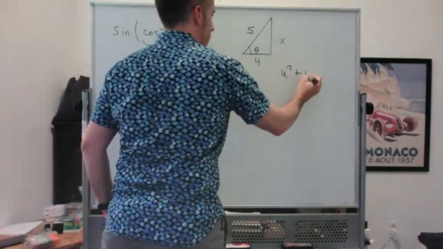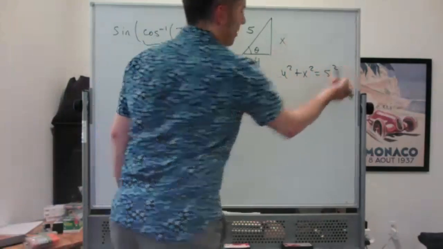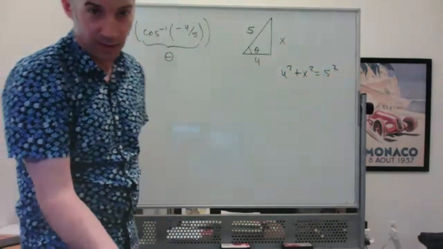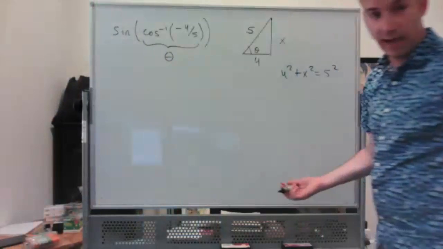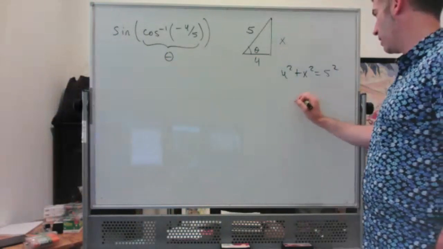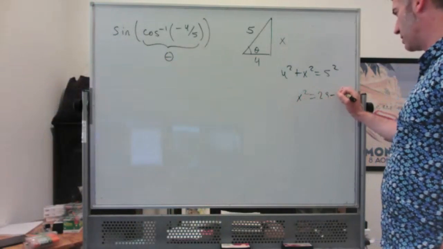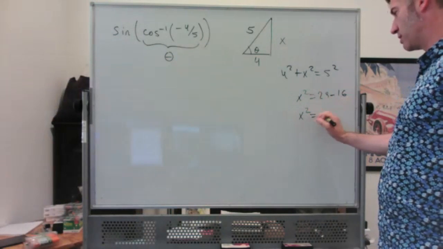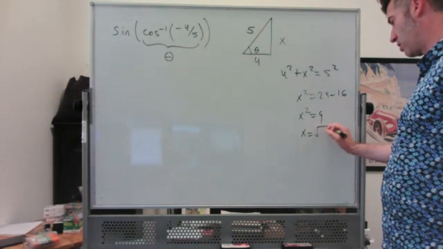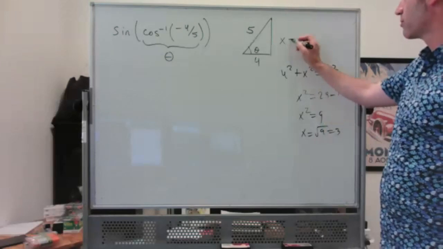4 squared plus x squared equals 5 squared. We already know what it's going to be. We know it's going to be 3, right? This is your typical 3, 4, 5 triangle. X squared is 25 minus 16. X squared is 9. X is the square root of 9, which is 3.